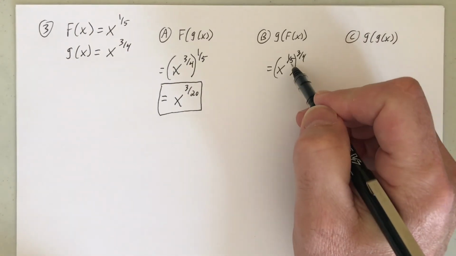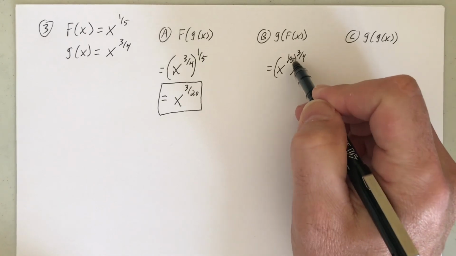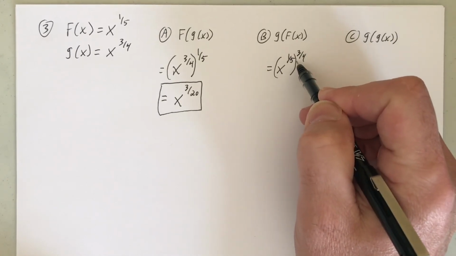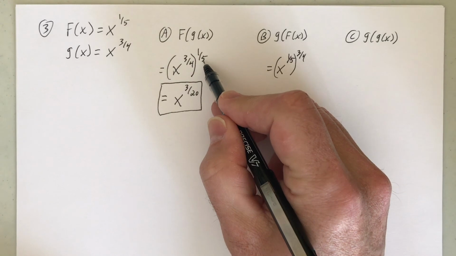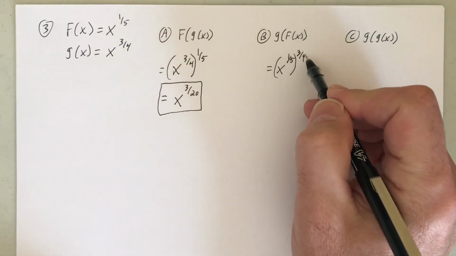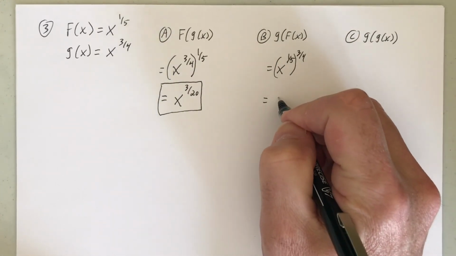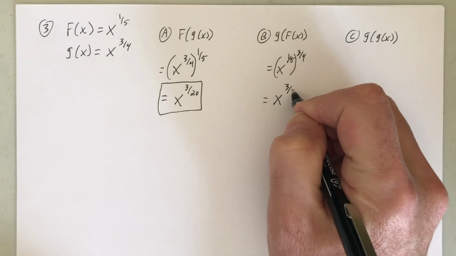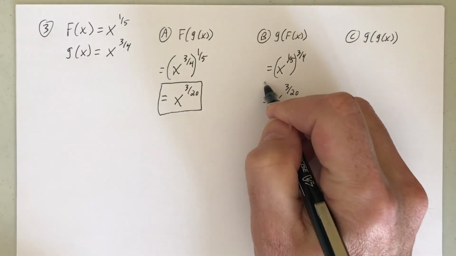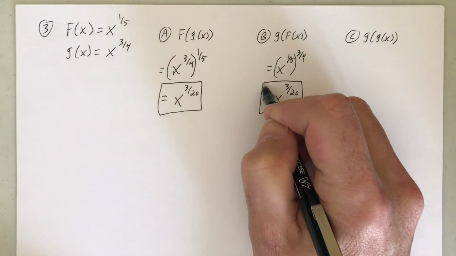Well, with the properties of exponents, if you have an exponent being raised to another exponent, you're still multiplying. So 3/4 times 1/5 is still going to be the same thing as 1/5 times 3/4. So this answer actually winds up being the same thing, which is 3/20. So x to the 3/20 for part B.